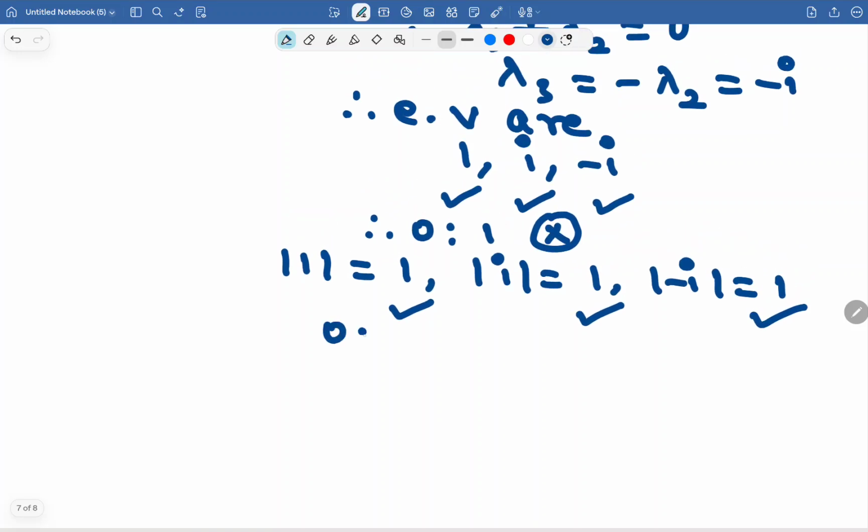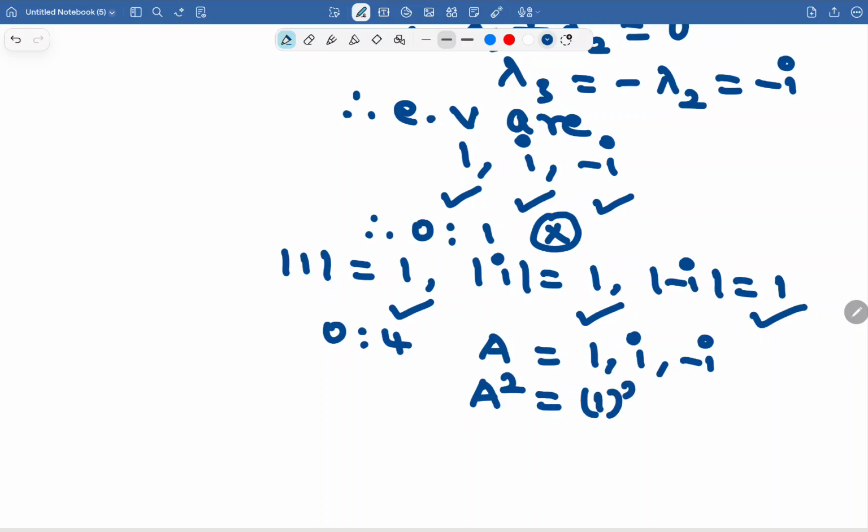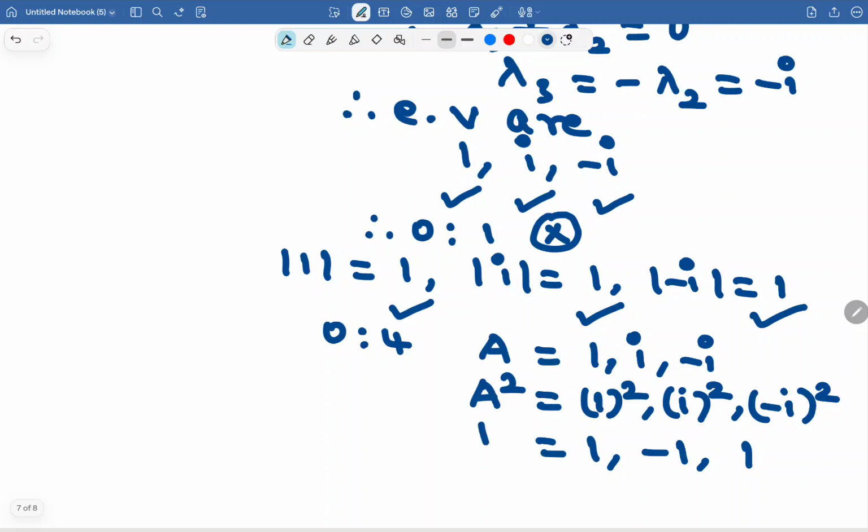Option 4: A square is the identity matrix. The eigenvalues of A are 1, i, minus i. For A square, if lambda is an eigenvalue of A, lambda square is an eigenvalue of A square. So 1 square, i square, minus i square: 1, and i square is minus 1, and minus i square is also minus 1. These are the eigenvalues of A square.